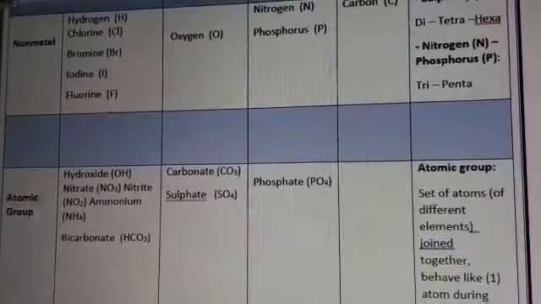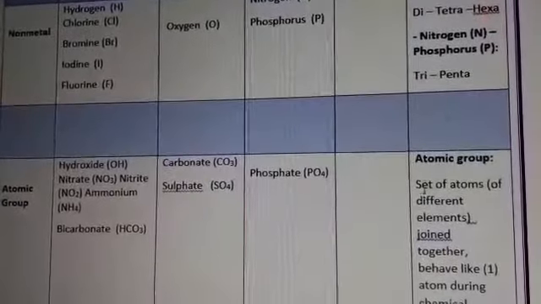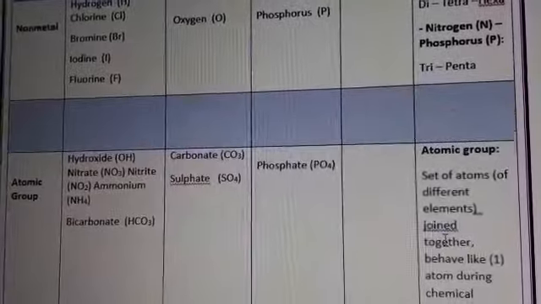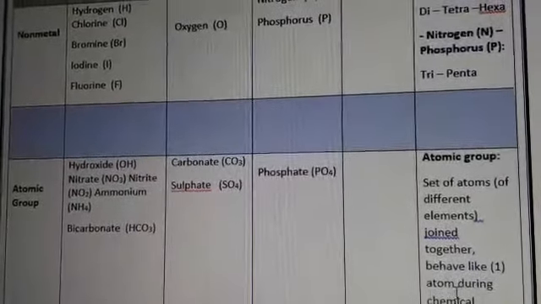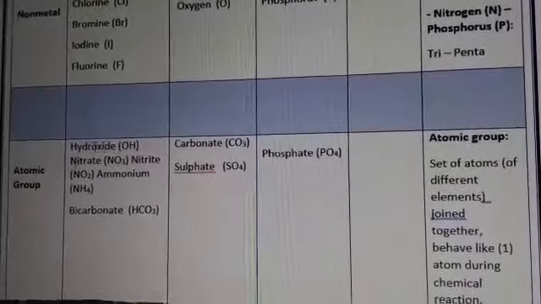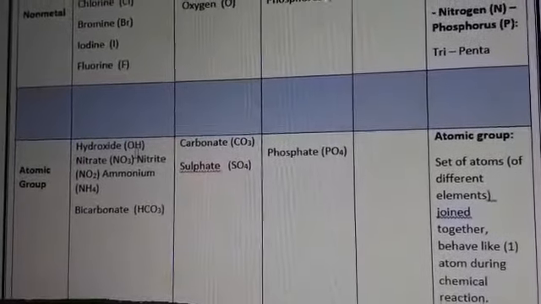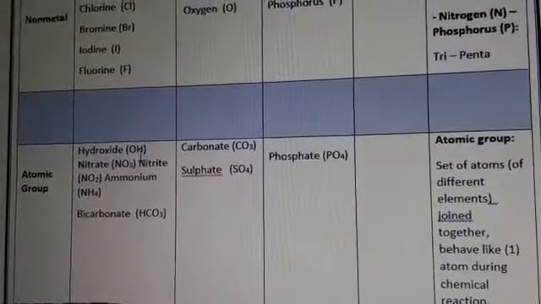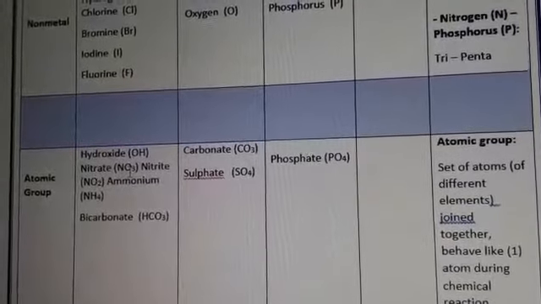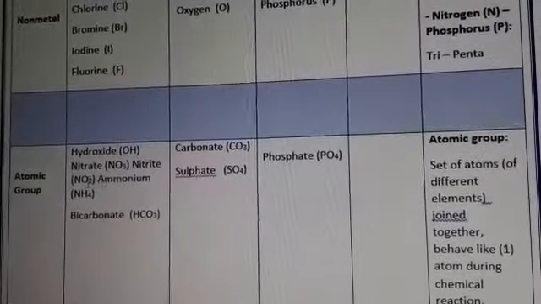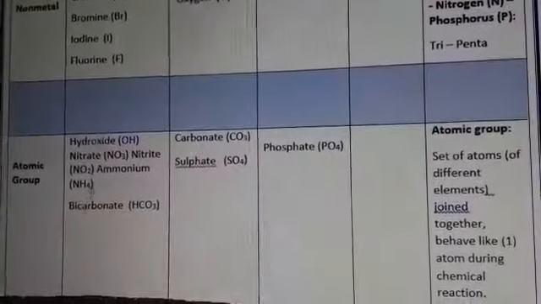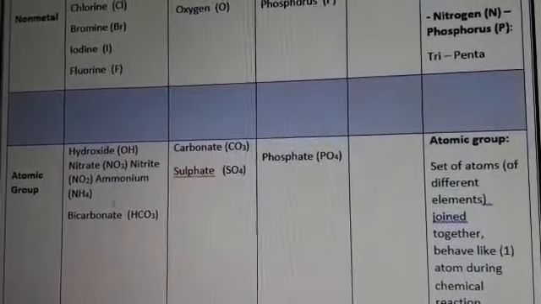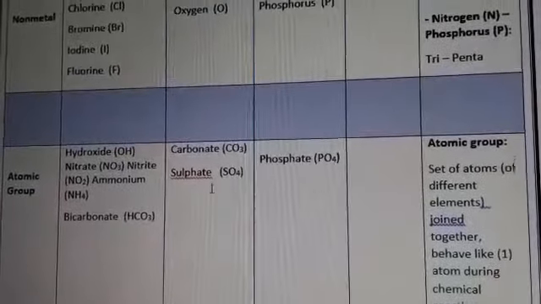We have atomic groups. What is the meaning of atomic group? A set of atoms of different elements joined together and behaving like one atom during the chemical reaction, like hydroxide. The symbol of hydroxide is OH, and the valency is monovalent. Nitrate NO3, nitrite NO2, ammonium NH4, bicarbonate HCO3. All these atomic groups are monovalent.